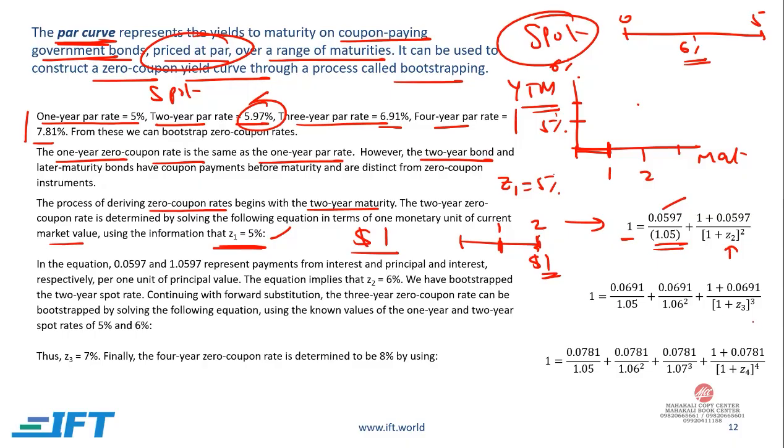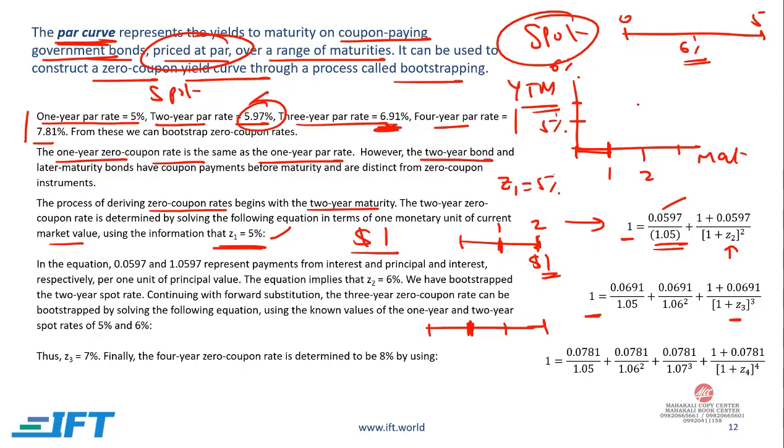Similarly, to calculate Z3, we use this equation. So we take the 3-year bond, it's trading at par, so this is 1. Then we take each of the cash flows. So for the 3-year bond, we have a cash flow at the end of year 1, then end of year 2, and end of year 3. Cash flow at the end of year 1 is based on the coupon.